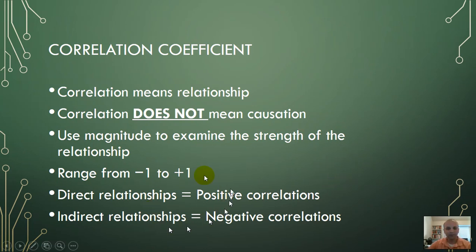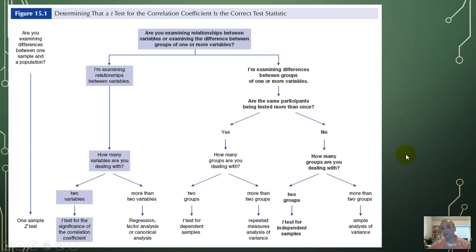Here are a couple other descriptions of correlations themselves. Correlation coefficients: the magnitude can be used to examine the strength of a relationship, so you can see how much of the variation in one variable is caused by another. The range is from -1 to +1. Direct relationships and indirect relationships. We talked about these things previously, so I'm not going to go into too much detail.